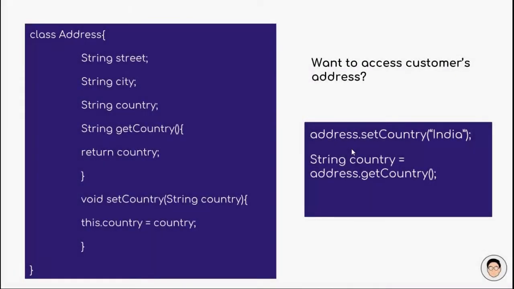Now using this address object, again we can access all the members of the class. We can access street, city, and country. For example, here we have accessed country. We have set country to India, and here we retrieve the country using the getCountry method.